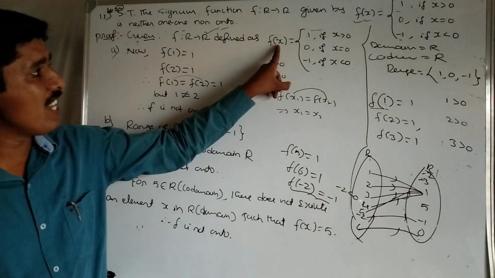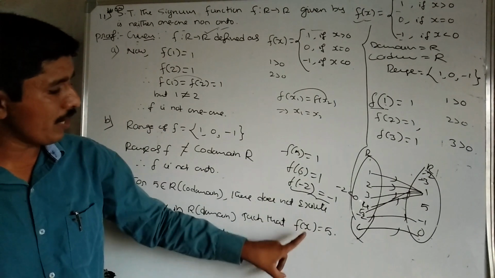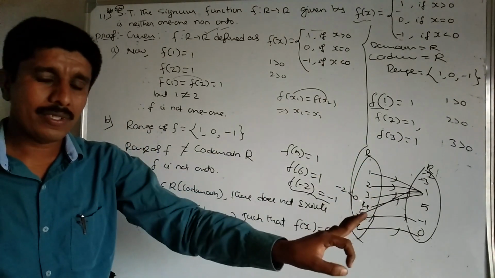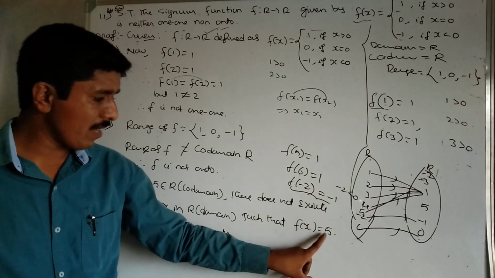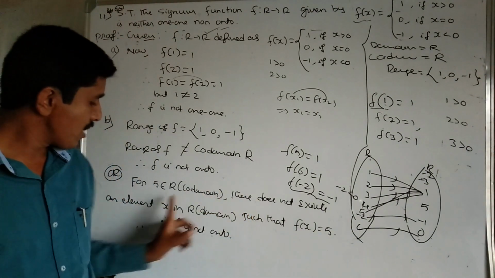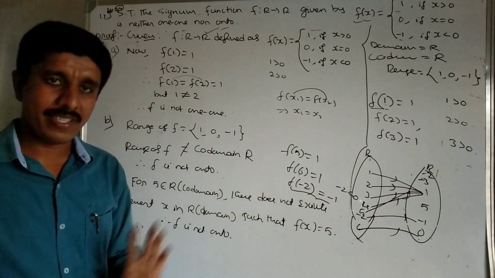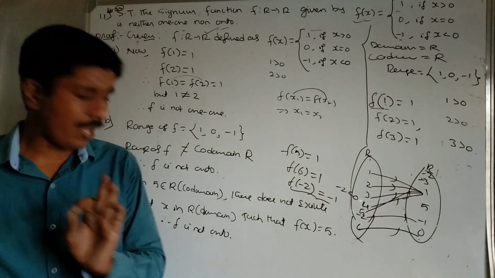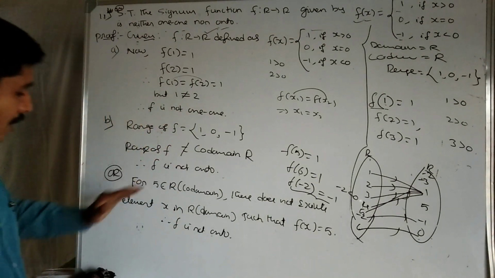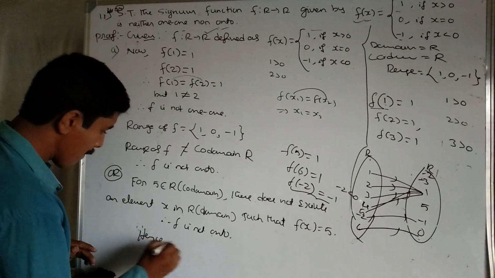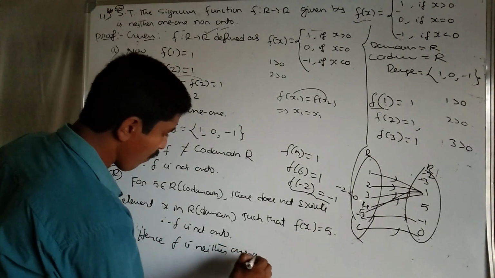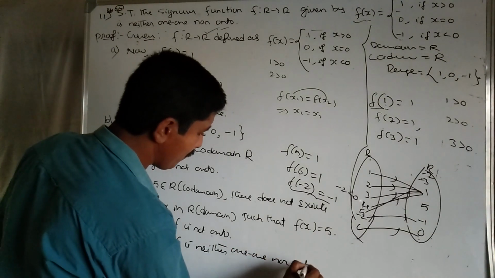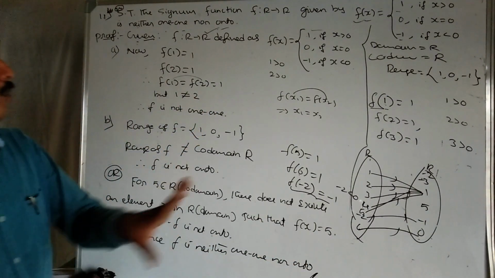For getting a range value 5, you take any x value, you do not get f of x equal to 5. For satisfying f of x equal to 5, the x value does not exist. Therefore, it is not onto. Hence f is neither 1-1 nor onto. Got it? We can easily prove that.